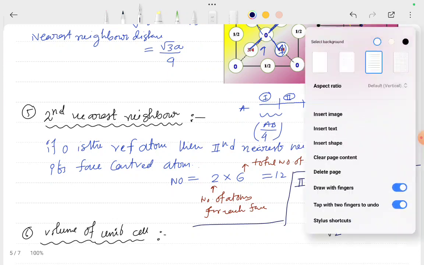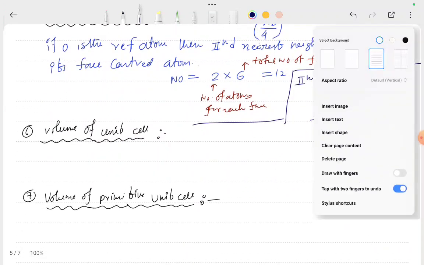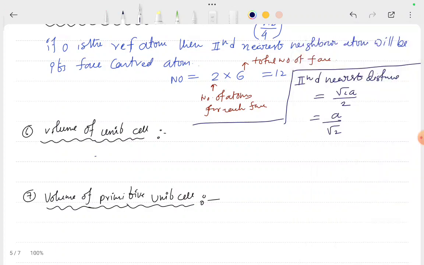Okay, and the next point is volume of unit cell. It's very easy. Volume of unit cell is a cube. But next, volume of primitive unit cell. Next, this is also an FCC lattice. This is also an FCC lattice. So volume of primitive cell is equal to a cube by 4. That is very easy.